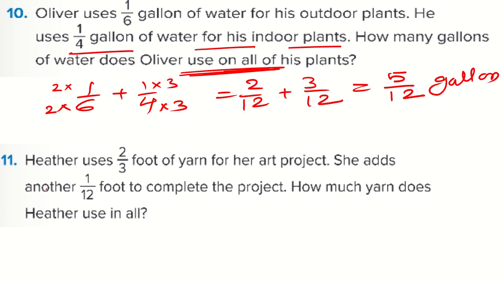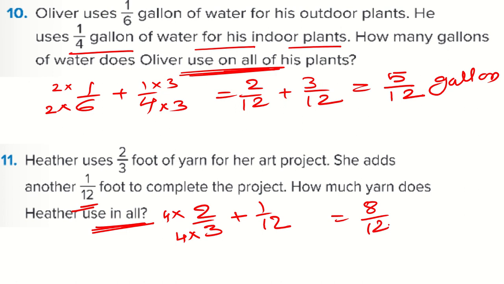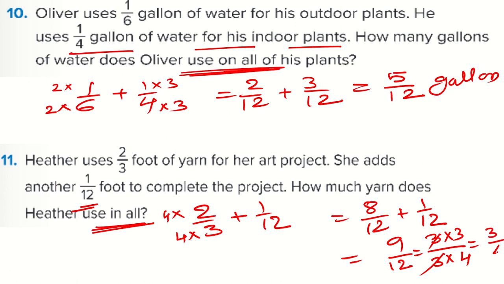Okay. Now, Heather uses 2 over 3 foot of yarn for her art project. She adds 1 over 12 foot to complete the project. How much yarn does she use in total? So this is 2 over 3 plus 1 over 12. Now you can see again denominators are not same, but luckily we can make it same by one multiplication only. So 3 multiply 4, 12, 2 multiply 4 up also. So 8 over 12 plus 1 over 12 means 9 over 12. And you can simplify this also. Okay, how? 9 can be written as 3 multiply 3 and 12 can be written as 3 multiply 4. So 3 and 3 cancel. So answer will be 3 over 4.